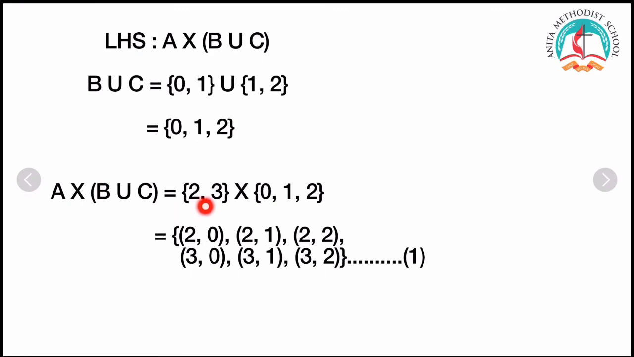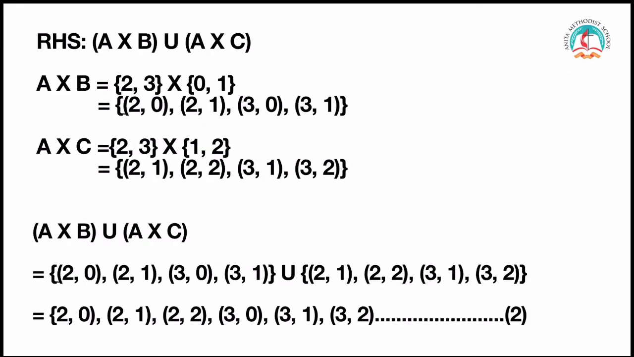Now A cross (B union C). So A elements are 2, 3 cross B union C, what you found out, 0, 1, 2. Now you have to map. So (2, 0), (2, 1), (2, 2), (3, 0), (3, 1), (3, 2). This you take as equation 1. Next you are going to find our RHS.